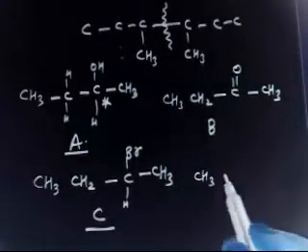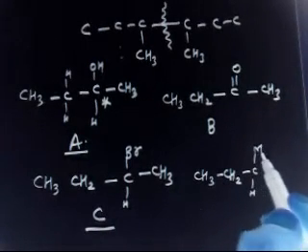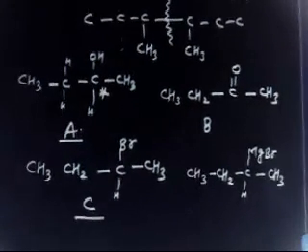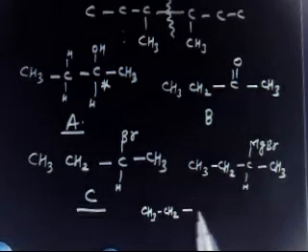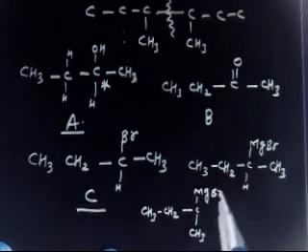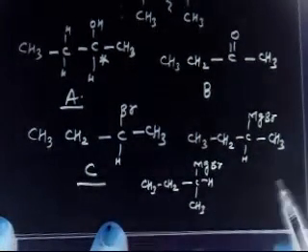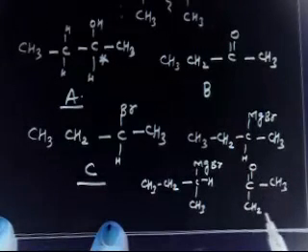I can say a Grignard reagent is formed. If somebody asks you to write down the structure of the Grignard reagent also, you will have CH, MgBr, and here you will have CH3. So this is the Grignard reagent. Now the reaction will happen here: CH3, CH2, CCH3, MgBr, hydrogen. Now this will react with the ketone. The ketone is C double bond O, with CH3 on this side and CH2CH3 on this side.